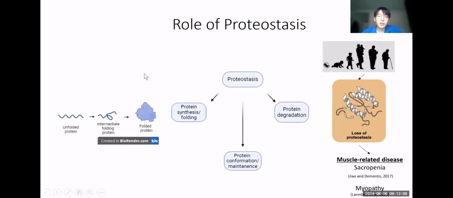To maintain the cells in the body, there is a system called proteostasis, which helps proteins go from unfolded into their final folded form. In this system you have three main branches: protein synthesis and folding, protein conformation and maintenance, and protein degradation. This system helps cells in the body get their 3D structure before they are sent to their final destination to do their function. In aging, it has been reported that loss of proteostasis is a hallmark of aging, and literature has recently shown that loss of proteostasis is linked to muscle-related diseases like sarcopenia and myopathy.